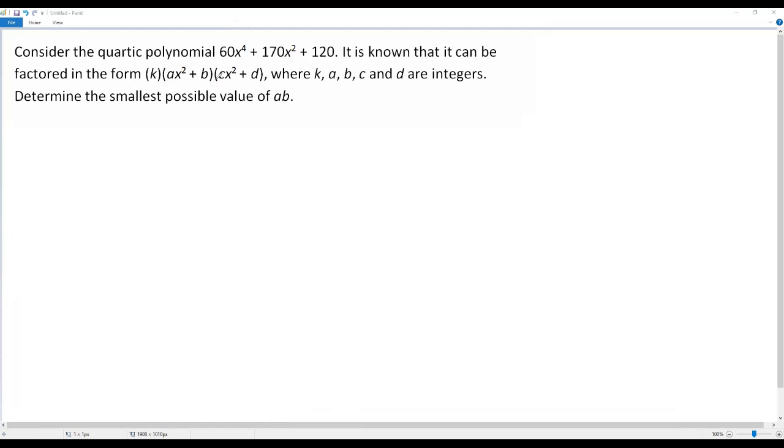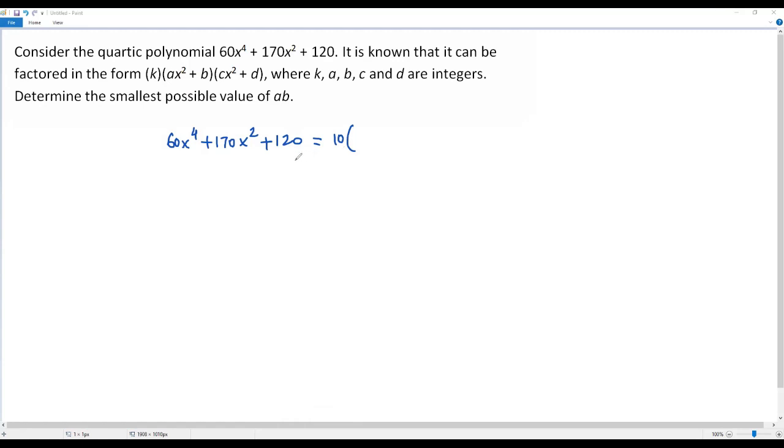Okay, what we can do is write the given polynomial in the factored form like the given one. Let me take this polynomial, 60x^4 + 170x^2 + 120. When I look at these numbers 60, 170 and 120, I find 10 as the greatest common divisor. So we can factor 10 out.